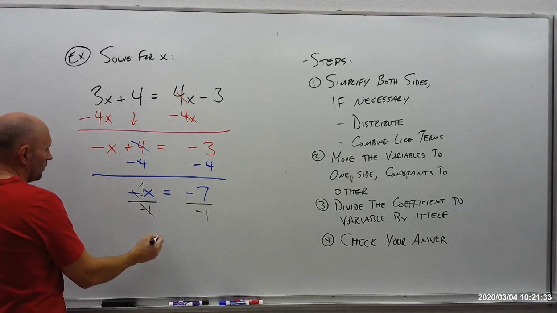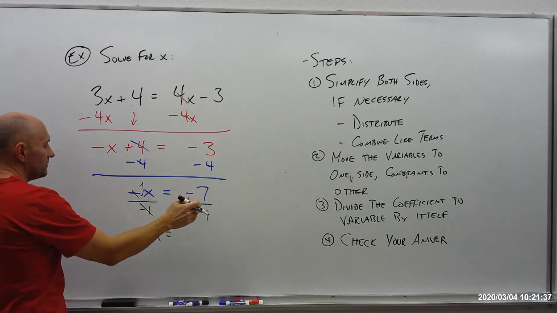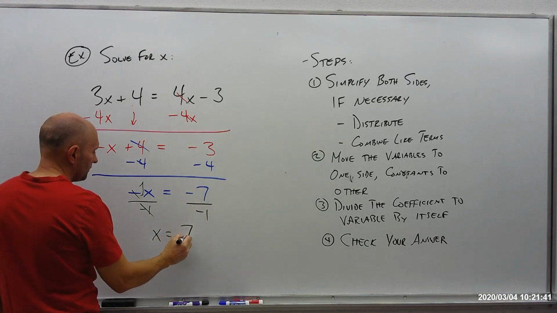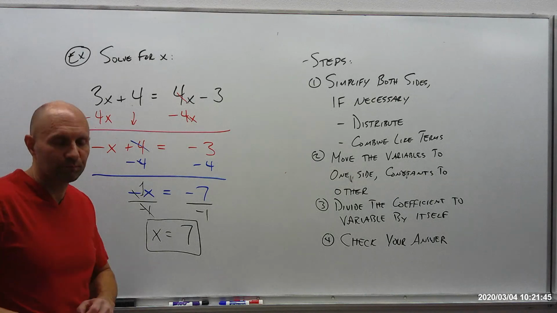Negatives cancel out. I'm just left with x on the left. Negative 7 divided by negative 1. Negative divided by negative is positive. 7 divided by 1 is 7.